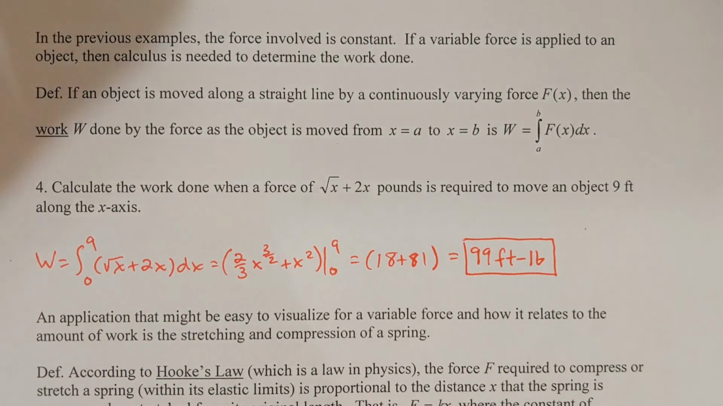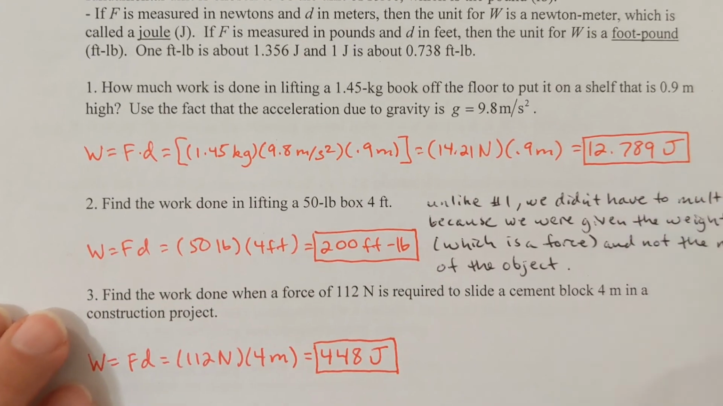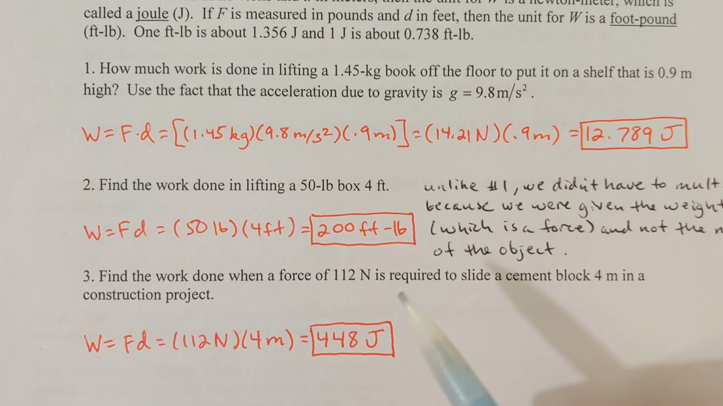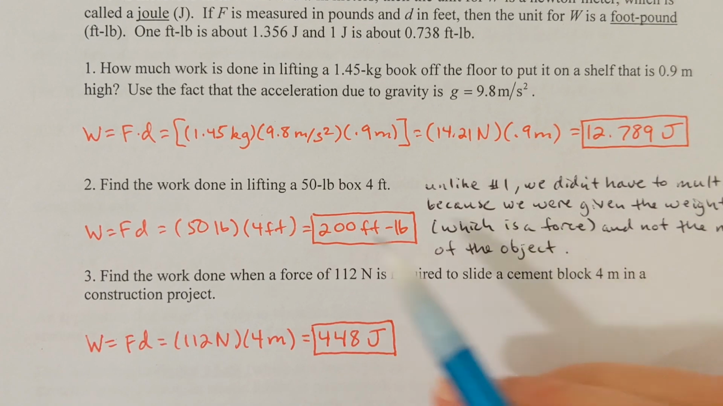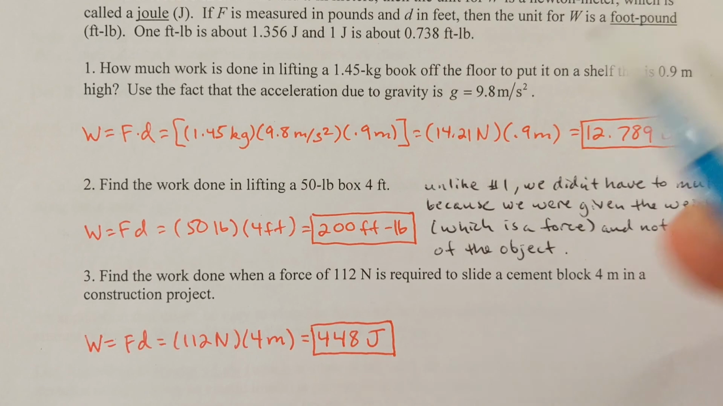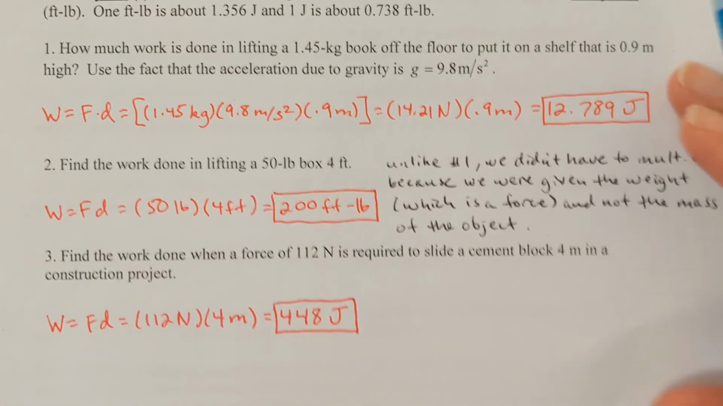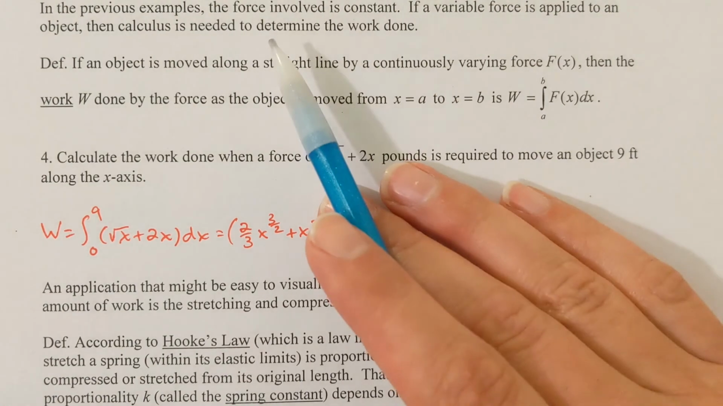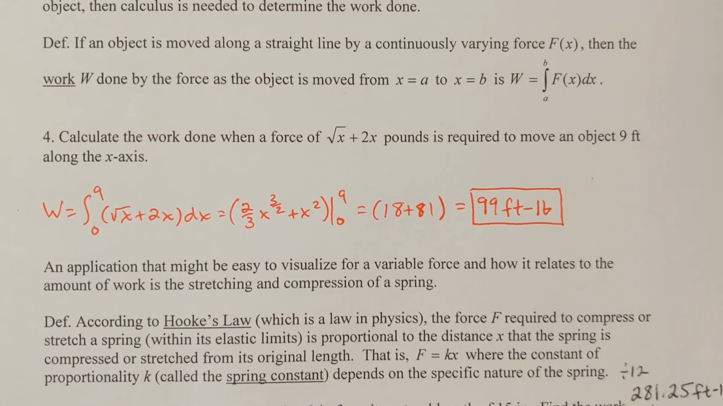If I go back to these previous problems, it's highly unlikely for the force to remain constant unless it's being done by a machine or something like that. But if you're lifting a box, the force is likely going to vary. Or if you're sliding a cement block, the force, the work is going to vary in that. So calculus is required to determine the work done when we have a variable force.